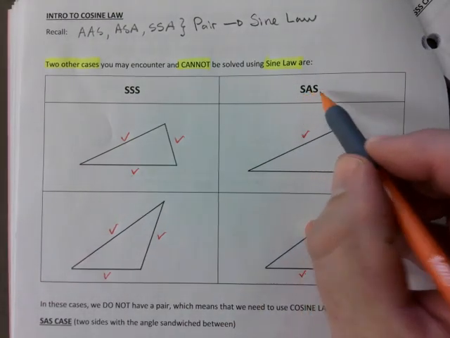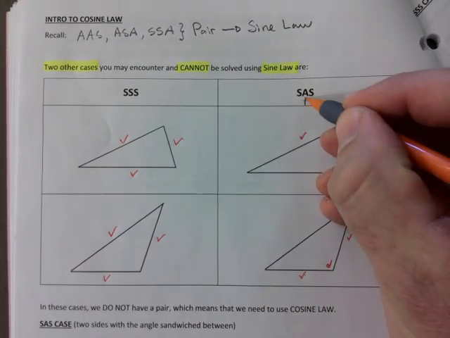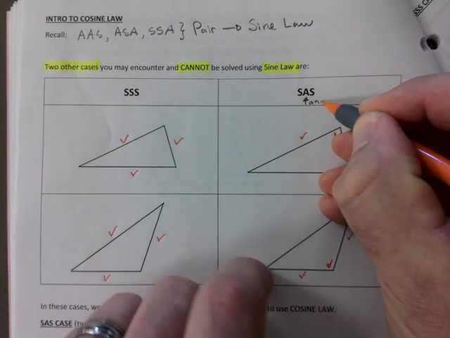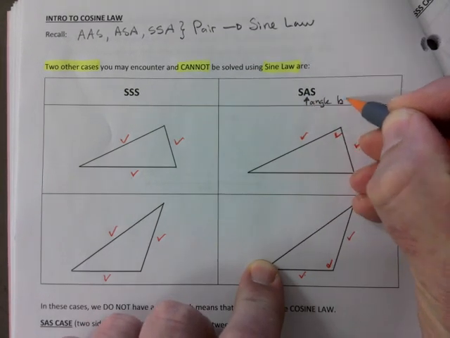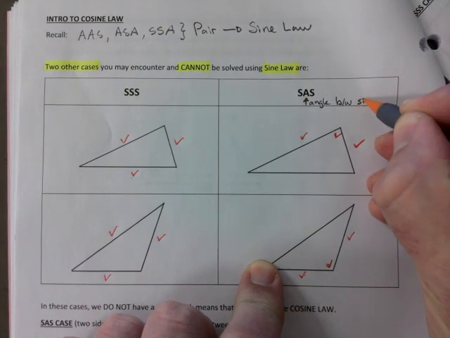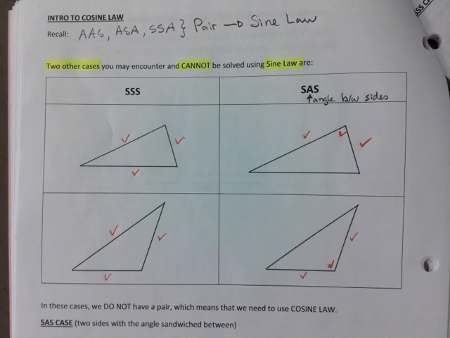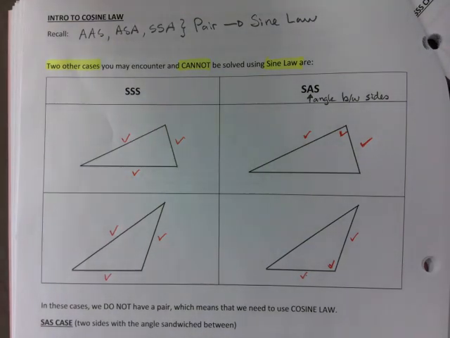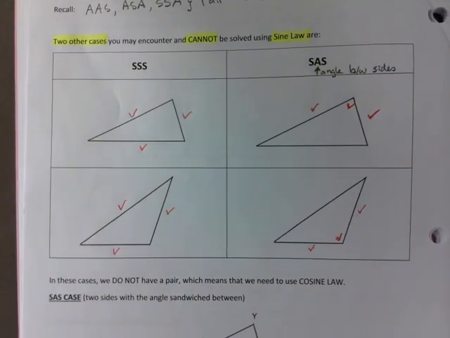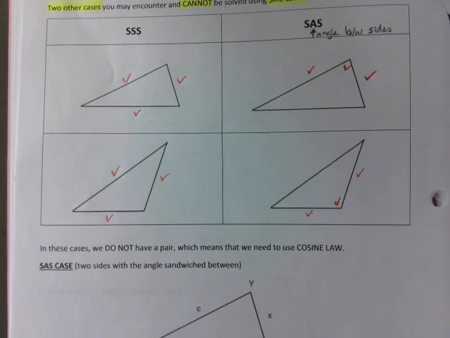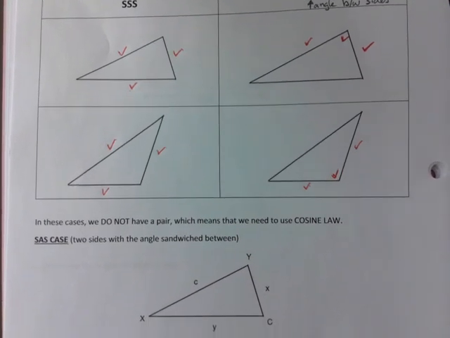So this is side, angle, side, right? Angle between sides. I will say it that way. Angle is between sides. Figure out quick ways to take notes, because if you do go to post-secondary, they don't slow down, right? They just go, and so just don't worry about writing it out neatly. You just want to jot it down, okay?